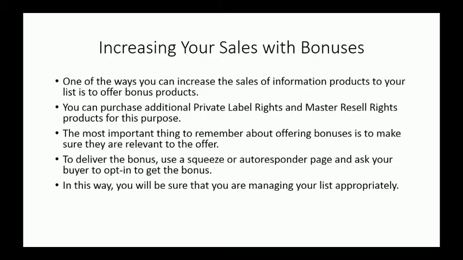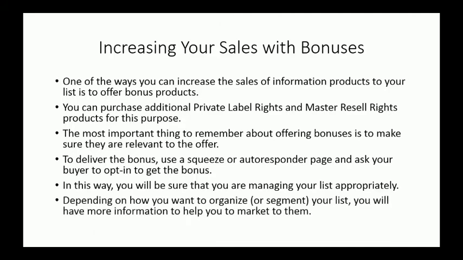So when someone buys that new product, they are going to be taken off your prospect list and they're going to be placed onto your buyer's list. And of course, depending on how you want to organize, you will have more information that will help you to market to them. So you can continually segment your list. You can be more and more sophisticated, or you can keep it really simple by keeping it between those who buy and those who don't buy. Now, the most important thing again in selecting a bonus, making sure that it's relevant, making sure that you get the buyer to opt in order to get it.